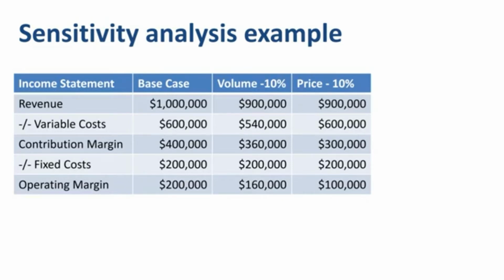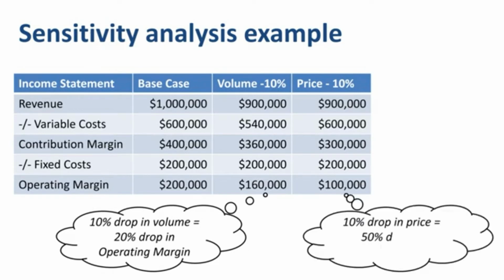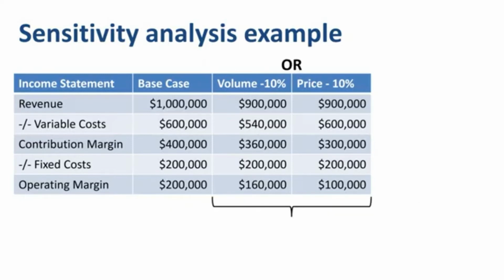From this, we learned that we can expect a 10% drop in volume to lead to a 20% drop in operating margin, while a 10% drop in price would lead to a 50% drop in operating margin. Be much more afraid of a drop in price than of a drop in volume. What we have done so far is called a one assumption at a time scenario analysis, analyzing the effect of varying one model input factor at a time while keeping all others fixed. In real life, many assumptions may be linked and move at the same time, in the same direction or in opposite directions.